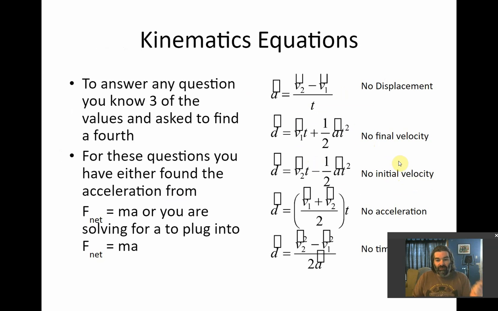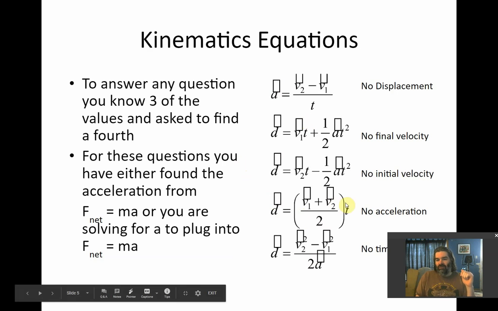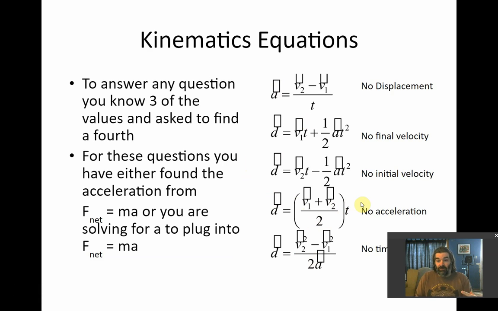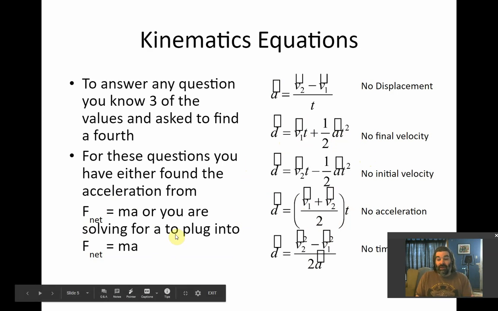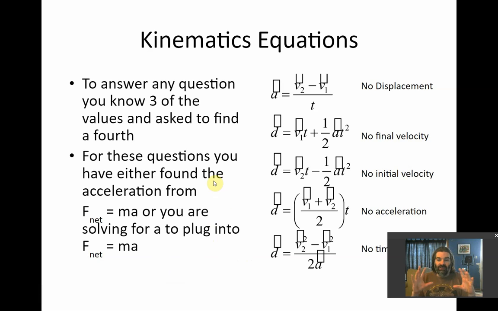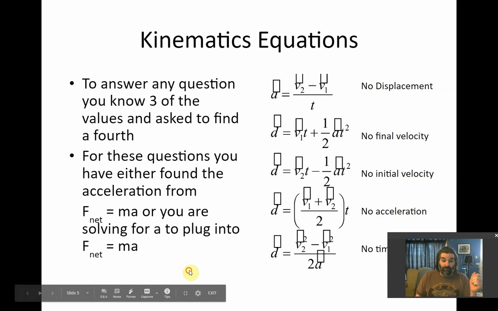The kinematics equations, again, sorry about the squares, are these ones, except you're not going to use the one with no acceleration because you're always going to be trying to find an acceleration. So based on what kinematics I give you, I'm always going to give you 3 and ask you to find the acceleration. That's basically the trick. For all these equations, you either have the acceleration you found from F equals ma, or you're solving for the acceleration to plug it into F equals ma. F equals ma, Newton's second law, is the link between kinematics and dynamics.